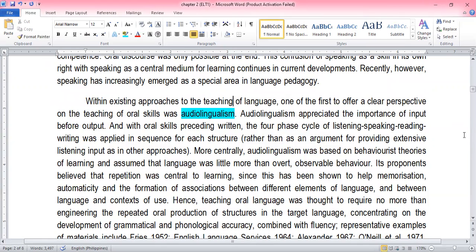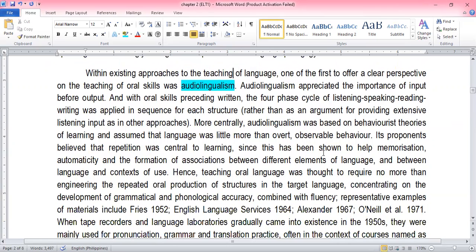And then, audiolingualism believed that repetition was central to learning since this has been shown to help memorization, automaticity, and formation of associations between different elements of language and between language and contexts of use. So, more on repeated actions tayo dito, like pabalik-balik ka magpaparinig ng mga audio, or it can be the same audio or it can be different audios with like the same speaker or the same context pa rin, ganon. So that's in audiolingualism, that's how students are presumed to learn, to acquire the second language. In our case, it's English.